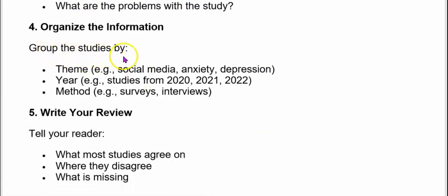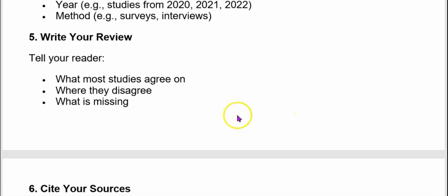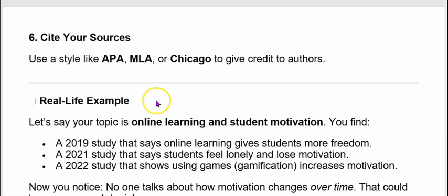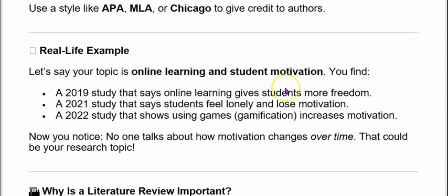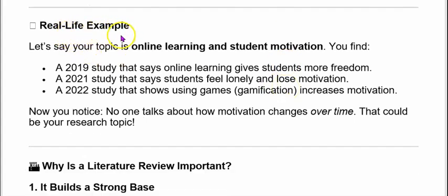Organize information. Group the studies by theme: social media, anxiety, depression, year, studies from 2020, 2021, 2022, methods, surveys, interviews. Write your review. Tell your reader what most studies agree upon, where they disagree, what is missing. Cite your sources. Use a style like APA or MLA, that is the referencing style, or Chicago to give credit to authors.